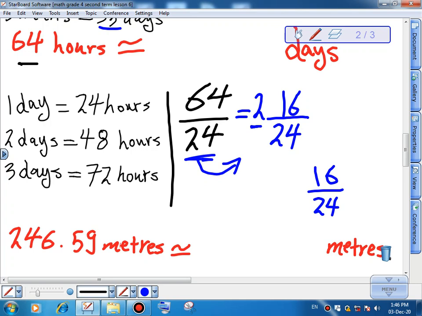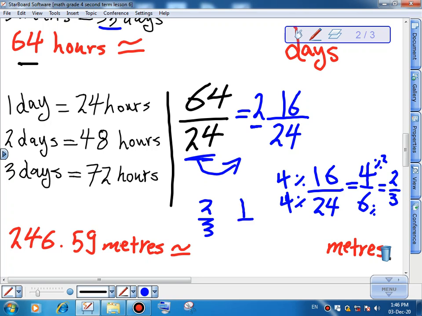16 over 24 will be divided by 4, divided by 4. To get the simplest form, it will be 4 over 6. Again, divided by 2, divided by 2, we will get 2 over 3. Is 2 over 3 greater than a half or not? Compare 2 over 3 and 1 half: 2 times 2 is 4, 1 times 3 is 3. Yes, 4 is greater than 3. So 2 over 3 is greater than a half.